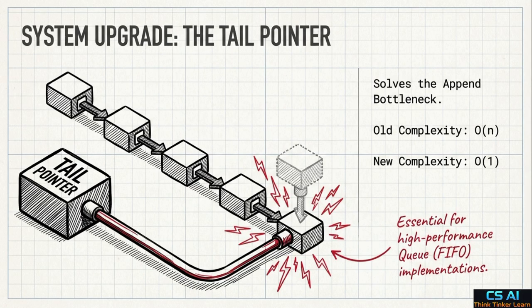To address a common performance bottleneck, we have a system upgrade, the tail pointer. The original pain point of inserting at the end of a singly linked list meant a full O(n) traversal. By introducing and maintaining a tail pointer that always points to the last node, we solve the append bottleneck. The old complexity for appending was O(n), but with a tail pointer, the new complexity becomes O(1). This upgrade is essential for high performance queue FIFO implementation, where frequent additions to the end of the list are common. It significantly boosts the performance of enqueue operations.